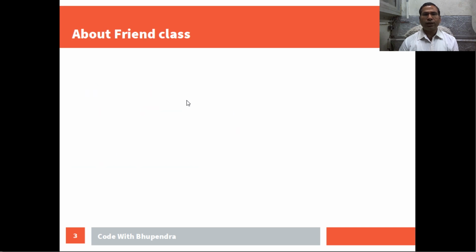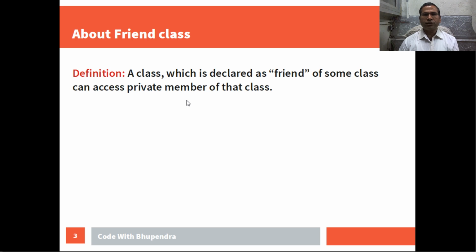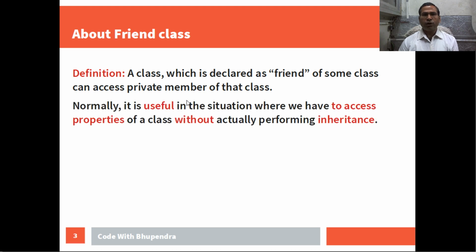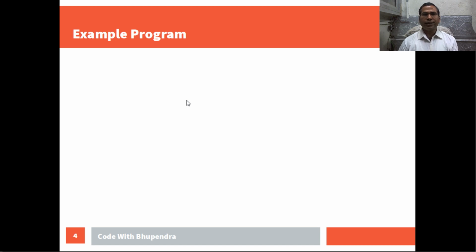Now about friend class. A class which is declared as a friend of some other class can access its private members. It is normally useful in situations where we have to access properties of another class without performing inheritance. Now, the example program.